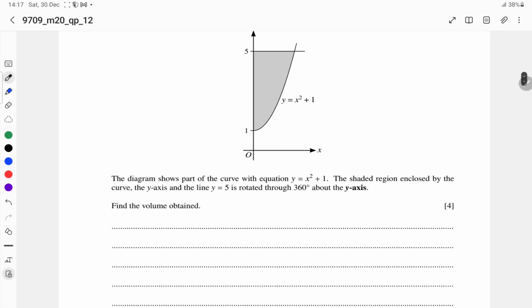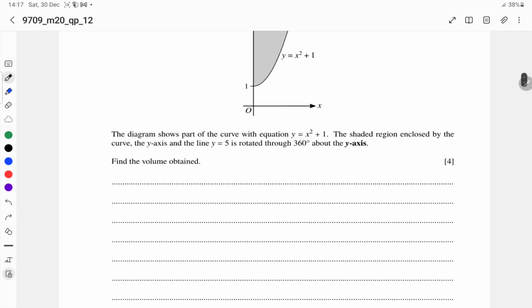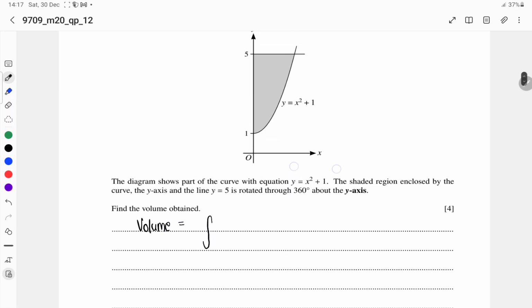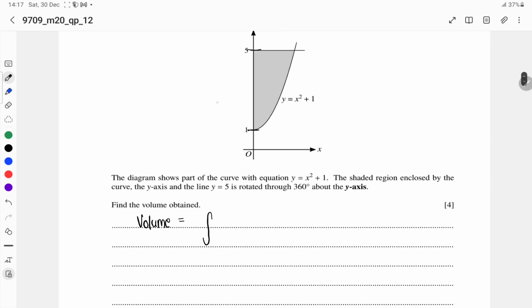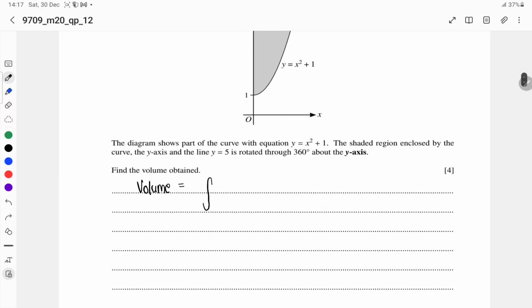The diagram shows part of the curve with equation y is equal to x square plus 1. The shaded region enclosed by the curve, the y-axis, and the line is rotated 360 degrees about the y-axis. Find the volume obtained. We know the formula for volume obtained when it is rotated about the y-axis: volume is equal to integration from, we need to integrate from 1 to 5, right? Because these are the starting and the ending points.